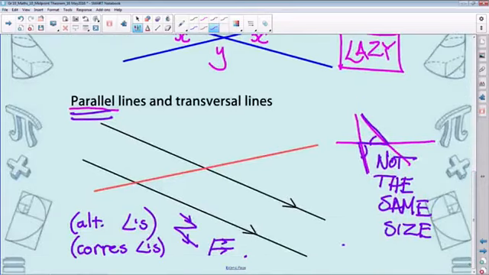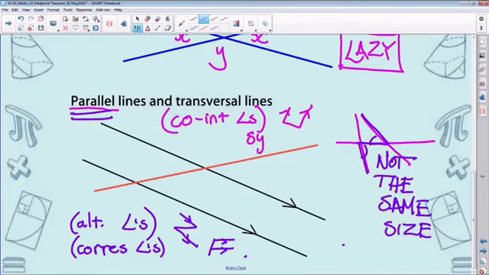And lastly, we have the co-interior angles. Now I'm writing it up here because they are slightly different, aren't they? The other two are equal to each other, but co-interior angles are not equal to each other. Can you remember there is a special relationship? They add up to 180 degrees, which means they are supplementary. So that's supplementary.